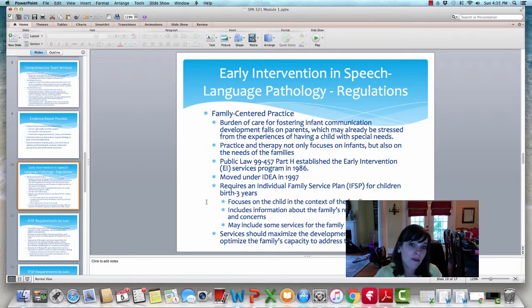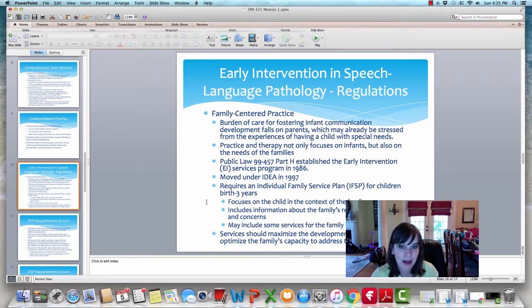Public Law 99-457, Part H, established the Early Intervention Services Program in 1986. So this has been around for about 30 years. Well, in fact, it looks like this is the 30-year anniversary this year. And in 1997, with the revision of the Individuals with Disabilities Education Act, or IDEA for short, they moved early intervention services from that Public Law Part H to IDEA, and that's Part C. So it's a Part C to Part B transition is what we call it now, and Part B covers services within schools. Part C covers early intervention services.